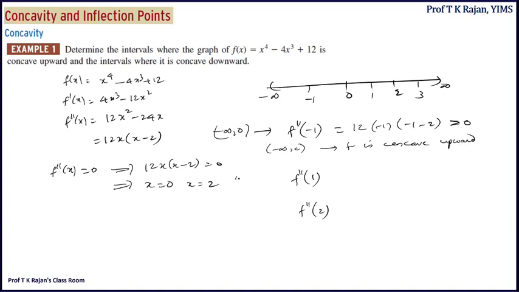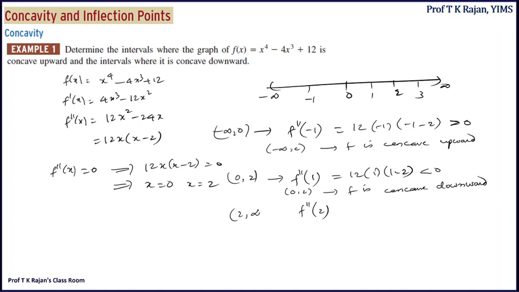Now you consider the interval 0 to 2, take a point 1 here and calculate f double dash of 1. F double dash of 1 is equal to 12 times (1 - 2). Clearly 1 - 2 is negative, so this is a negative number, which indicates that on 0 to 2, the function f is concave downward.